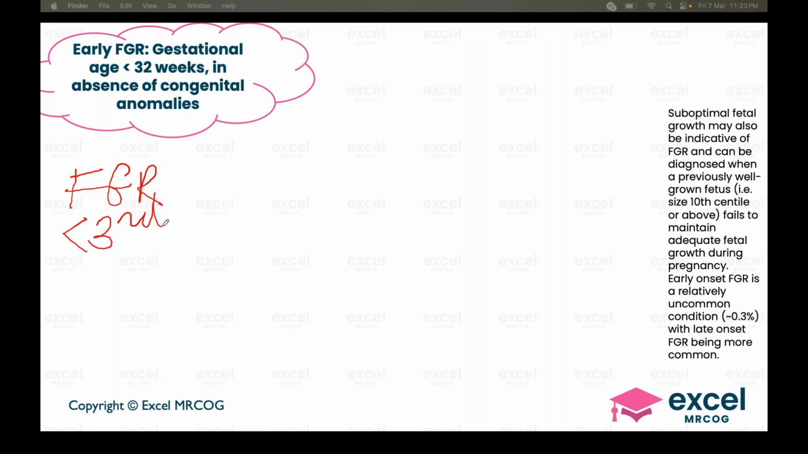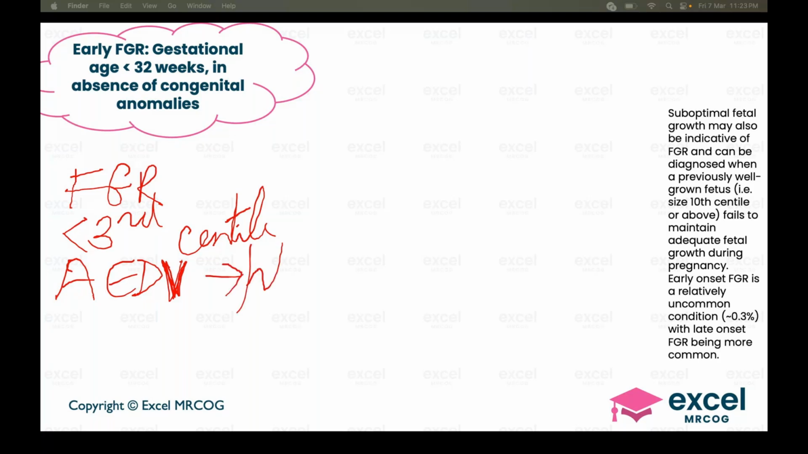Now in early FGR, there is another thing that you need to look at. If there is absence of end diastolic flow in the umbilical artery, it is a very ominous sign and it is suggestive of placental insufficiency.